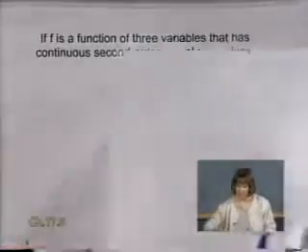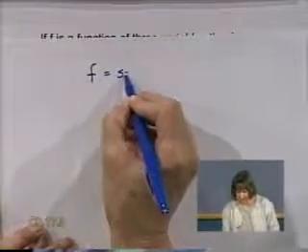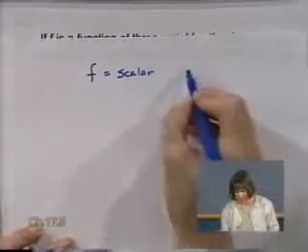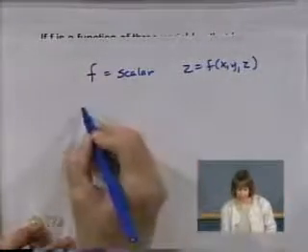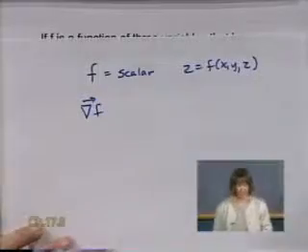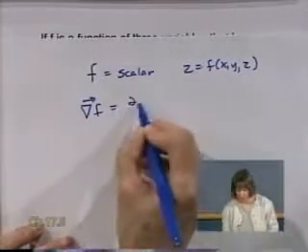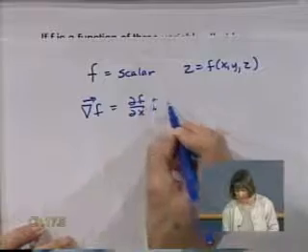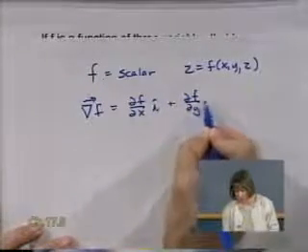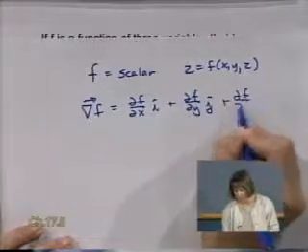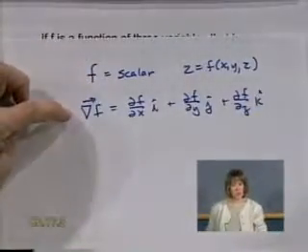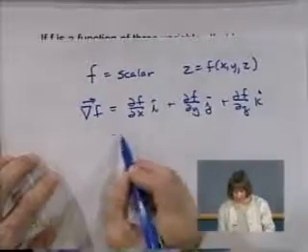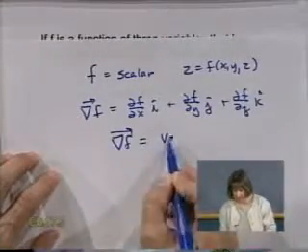Notice, let's review before we even prove it. Notice if f is a scalar function, that means you end up with like z equals f of x, y, z. All right, a few chapters ago we learned how to do the gradient of f. When we did the gradient of f, what did we get? Partial of f with respect to x i plus partial of f with respect to y j plus partial of f with respect to z k. When we had a scalar function, when we took the gradient, what did we get? We got a vector valued function.